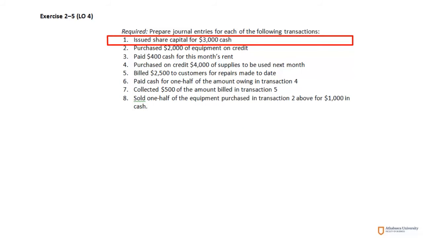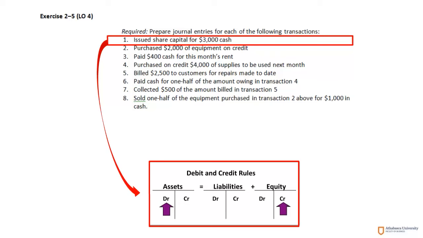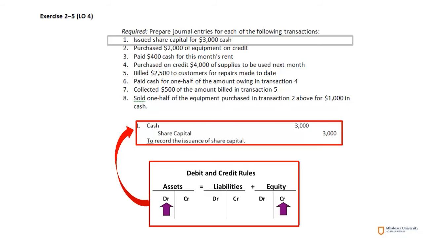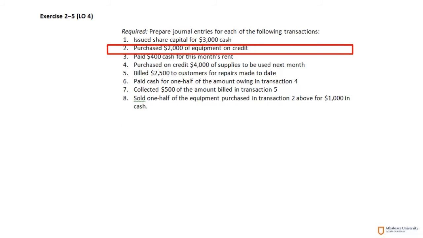In 1, share capital was issued for $3,000 cash. Cash, an asset, is increasing, and share capital, an equity item, is also increasing. So cash is debited and share capital is credited.